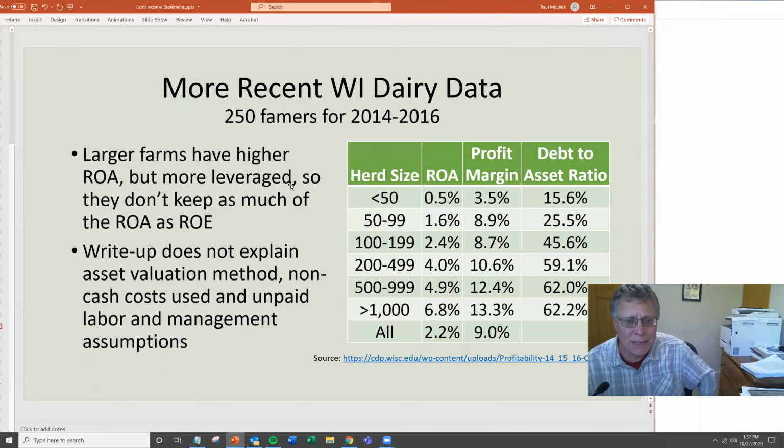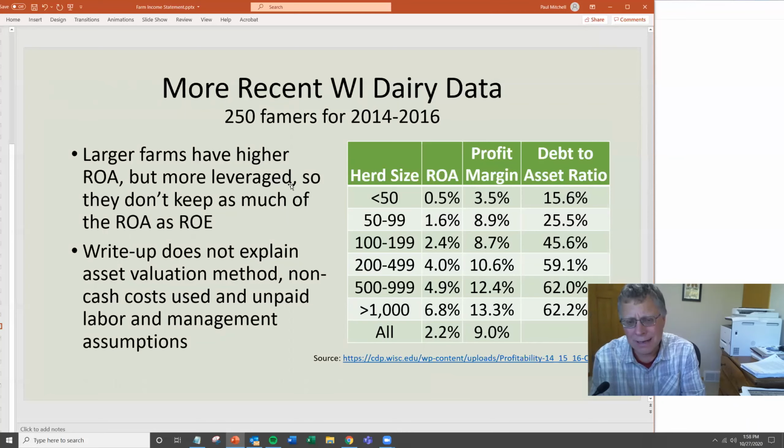Looking at some more recent Wisconsin data, this is from 2014, 15, and 16. This is during the time when it was pretty tight out there, or started to be, moving into this really rough dairy market we've been seeing. Larger farms have higher rates of return on assets. You go down the column there in the green table: less than 50, 50 to 100, 100 to 200, 200 to 500, 500 to 1,000, and over 1,000.